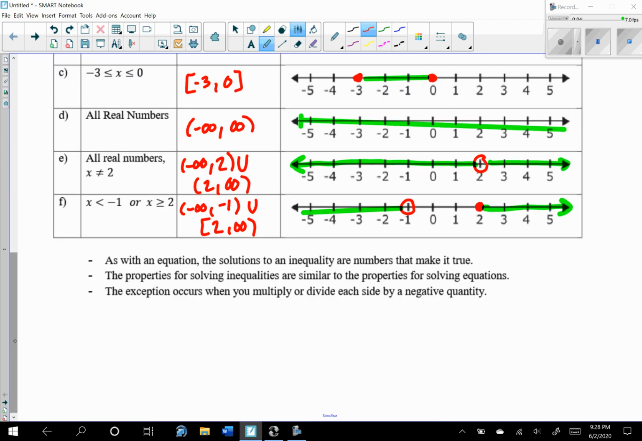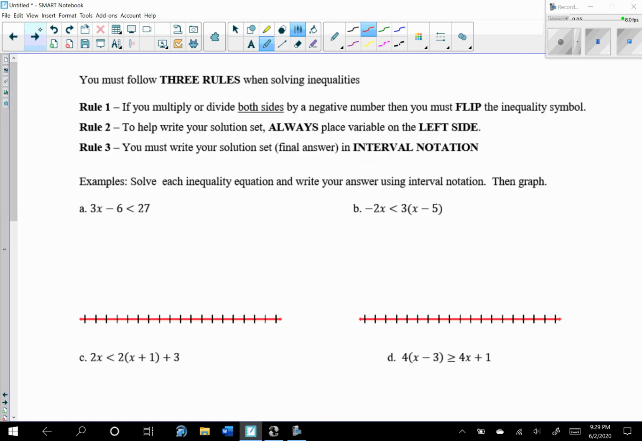So as with equations, the solutions to an inequality are numbers that make it true. The properties for solving inequalities are similar to the properties for solving equations, which you all know how to do. The exception occurs when you multiply or divide each side by a negative quantity. We've talked about that last year, so we'll do some example problems. When you're solving inequalities, you must follow the three rules. So rule one, if you multiply or divide both sides by a negative number, then you flip the inequality symbol. Rule two, to help write your solution set, always place the variable on the left side.